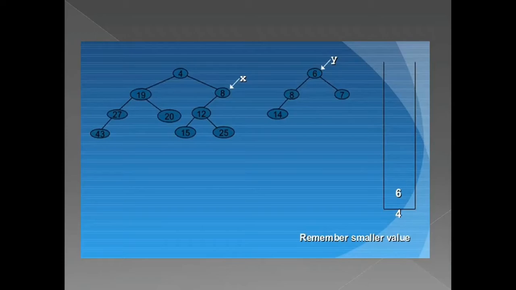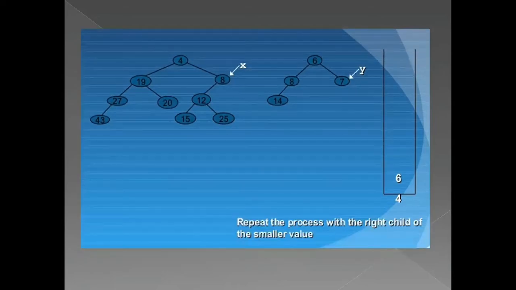If 6 was the lesser value, then we have to point y to the right child of 6, which is 7. But here 4 was small, so we pointed x to the right child of 4, which is 8. And now we have to compare 8 with 6. Here 6 is small, so we will point y to the right child of 7 and push 6 into the stack.